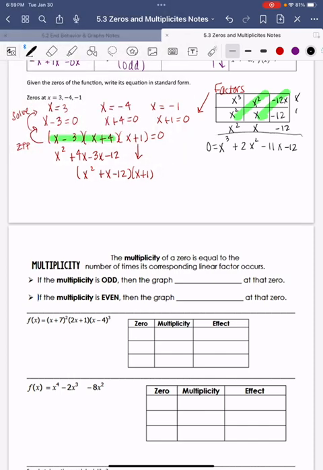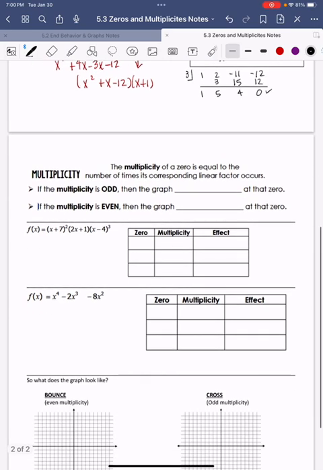Now, here's the deal. You know the zeros are at 3, -4, and -1. So I could take any one of those numbers. Let's just do 3. And I could do my synthetic division. And I should get 0 for the remainder. 1 times 3 is 3. Add, you get 5. Multiply, you get 15. Add, you get 4. Multiply, you get 12. Add, you get 0. That's a good sign we've done it correctly.